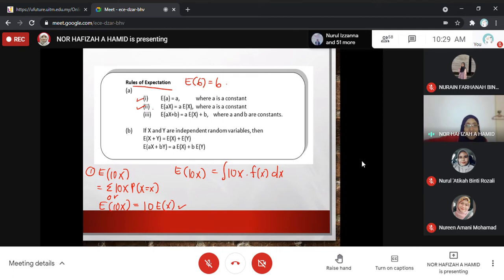And for rule number 3, this is also for example when you want to calculate E(5X plus 1). If you expand using the rules of expectation, it becomes 5E(X) plus 1. Next, rule number 4 is for different variables. And this one, rule number 5, also applies to different variables.